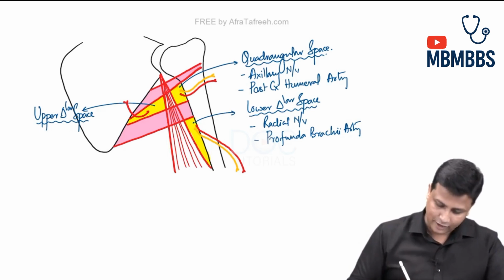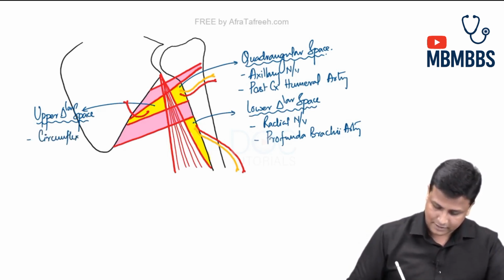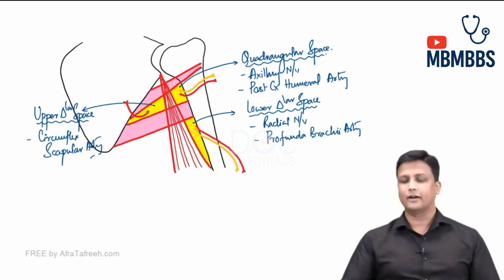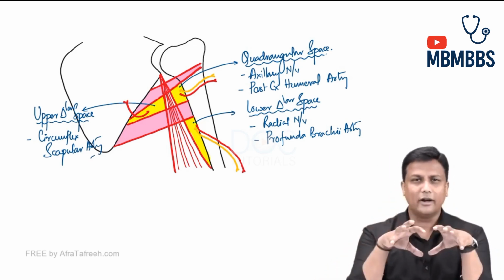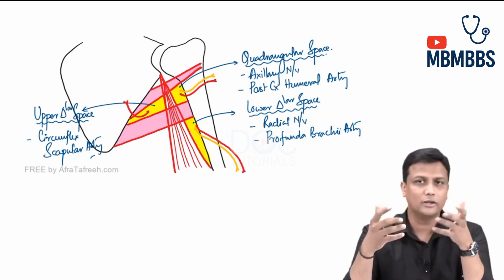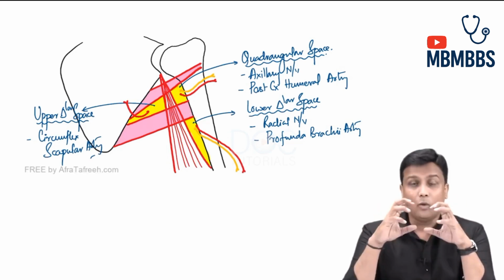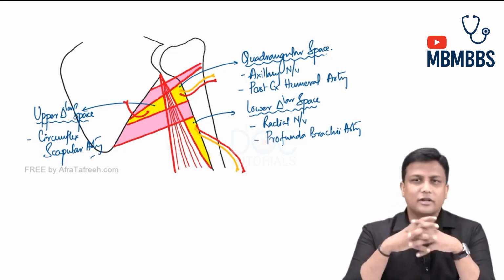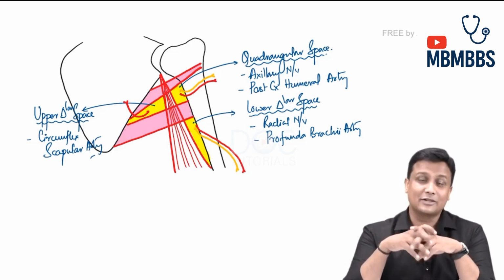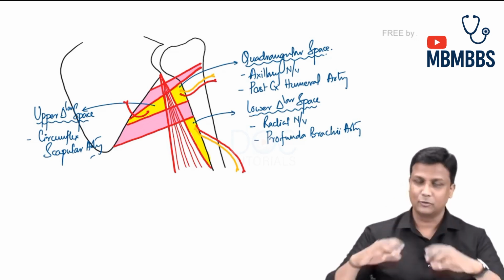So what is the content of the upper triangular space, guys? Circumflex scapular artery. The circumflex scapular artery will be the content of the upper triangular space. That's all. So in one diagram, we have condensed all the 3 triangles, I mean to say all the 3 intermuscular spaces, and what is the content of that, and boundaries are automatically made easy, guys. So this is the best way to learn about the intermuscular spaces. That's all. We'll move towards the next topic now.